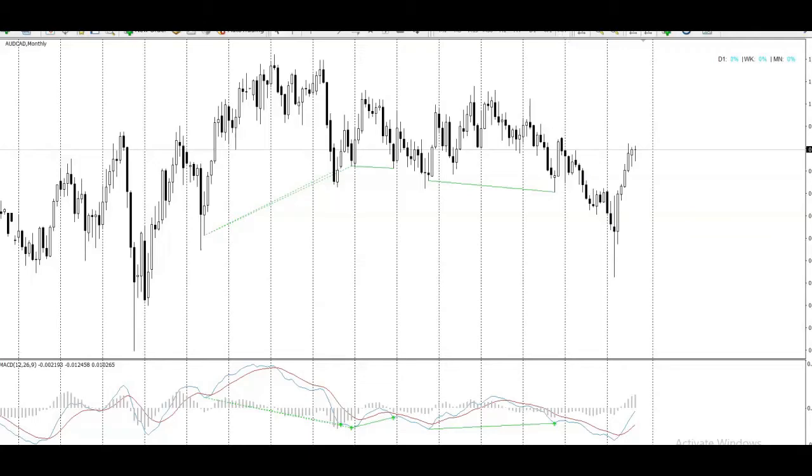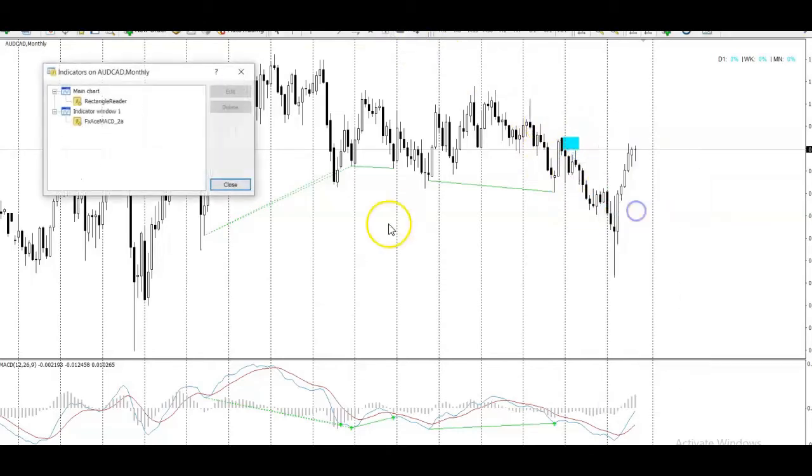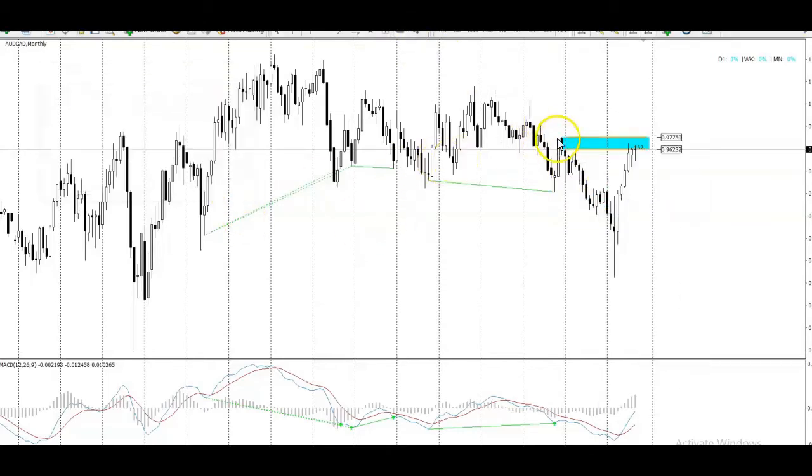Okay, so this one is on the Australian dollar CAD. You can see we've had this nice up leg here, and where it's kind of been rallying into on the monthly chart is this area here. Okay, now this is the area that was the start of this huge leg down here. And you can see the market is starting to slow down as we move into the lower time frames. You'll see the market slowing down as it's entering this area.